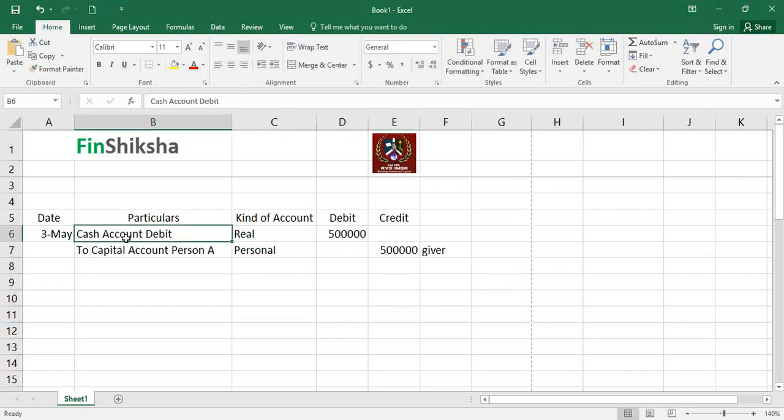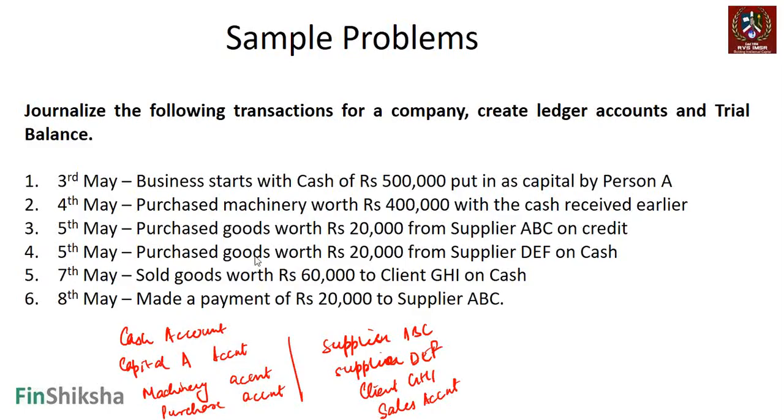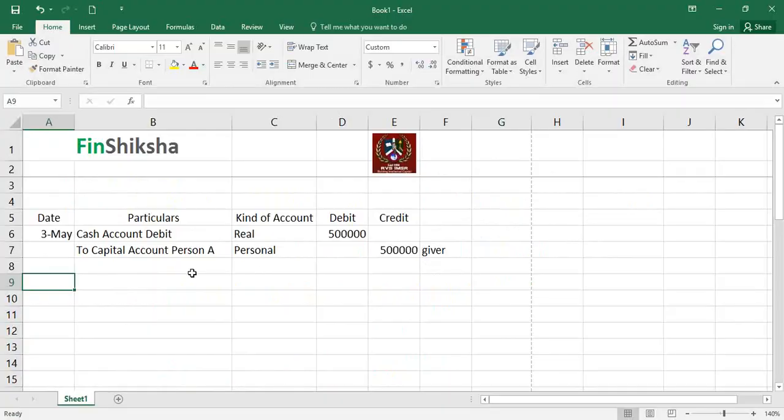Cash account is an asset. Asset going up is debit. Asset is also a real account, so what comes in has to be debited. Capital account is a personal account. In a personal account, the giver gets credited, right? That's what happens here. Transaction 2, purchased machinery worth 4 lakh with cash received earlier.